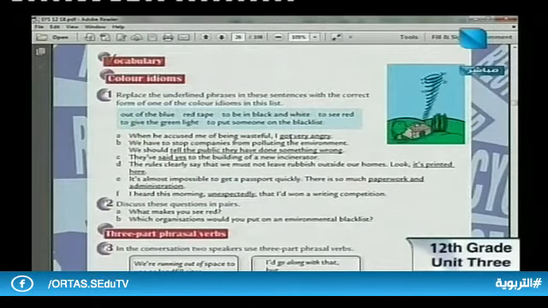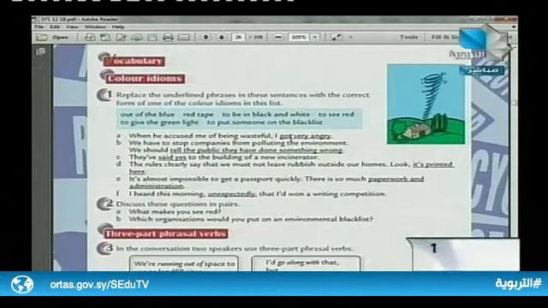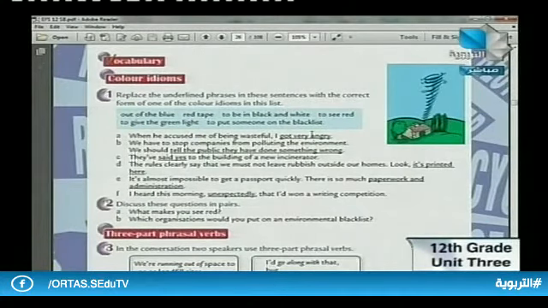Very nice. So this is the meaning of I saw red, dear students. To see red means to be angry, to get very angry. Thank you very much.